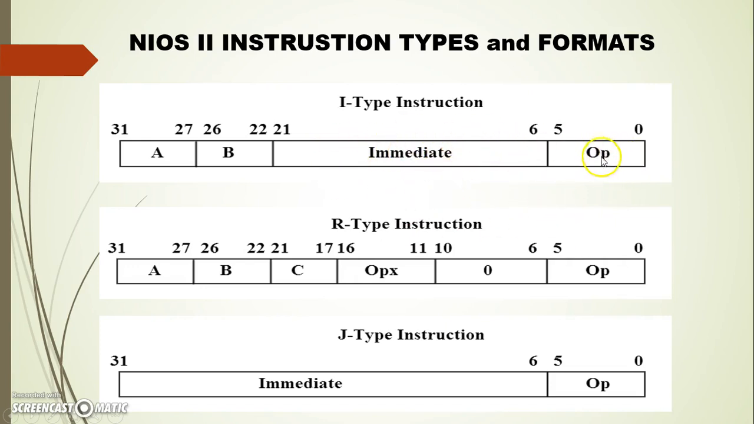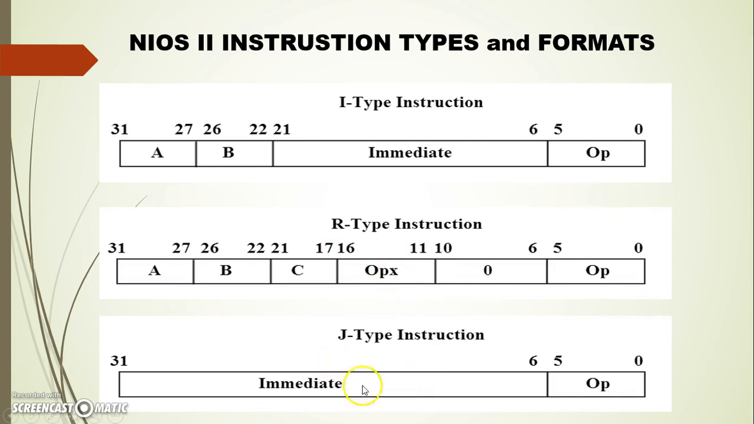The OP here represents the opcode for I-type instructions. Similarly, an R-type instruction is going to have two source registers. A here represents one source register, B represents another source register, and the ALU operation is performed on the values of these registers, with the final result stored in register C. For R-type instructions, the OP will be constant, which is 3A in hexadecimal. So we differentiate between different R-type instructions using the OPX field.